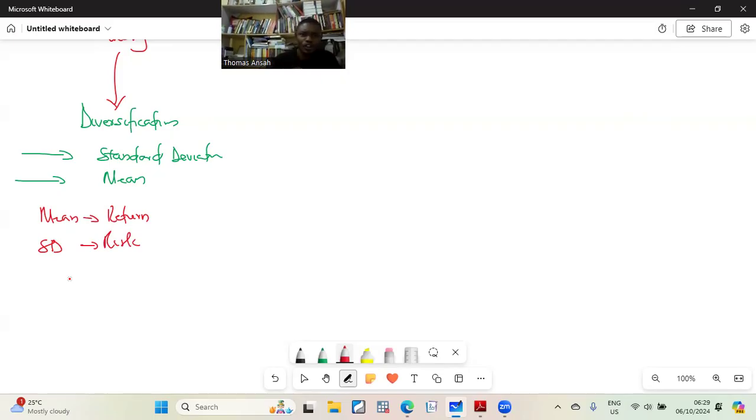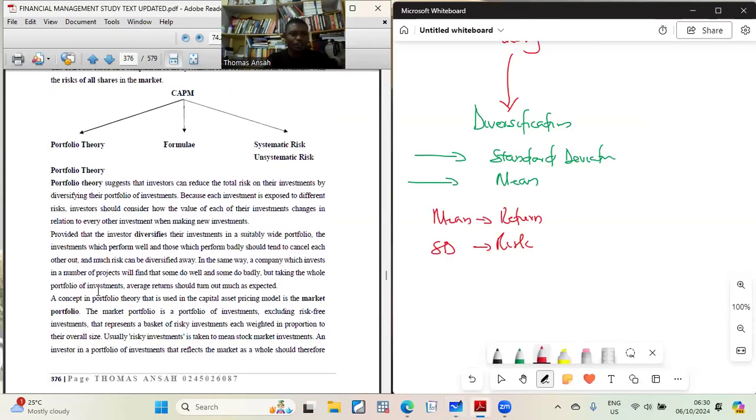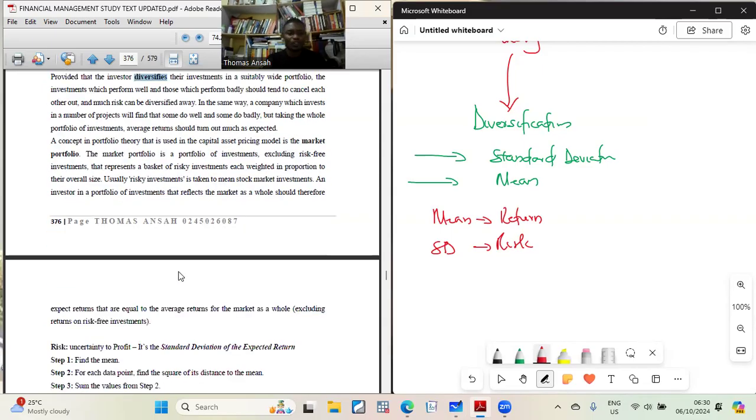We used to have a very long formula to calculate this sort of thing, and I will take my time to do that in a different video, so that academicians will have the benefit of that. Now, what are we doing here? This is the graph that we talked about, and this is the whole concept of the portfolio theory, which I've summarized to you in terms of you diversifying. So diversify your investment.